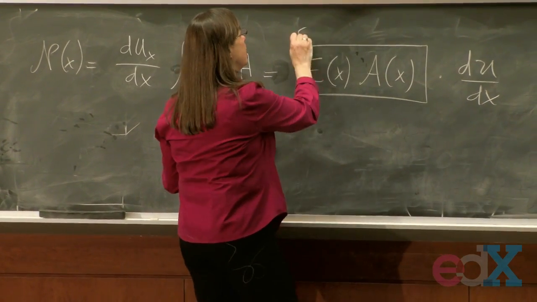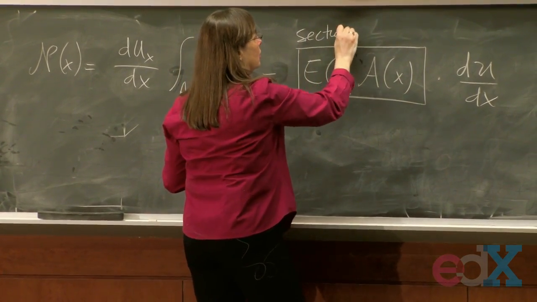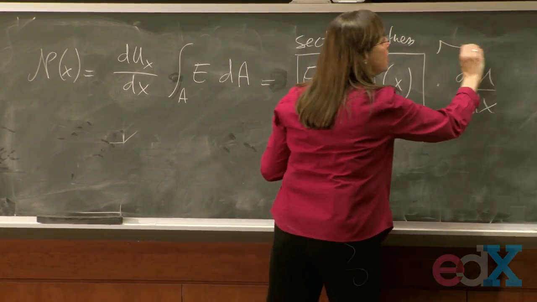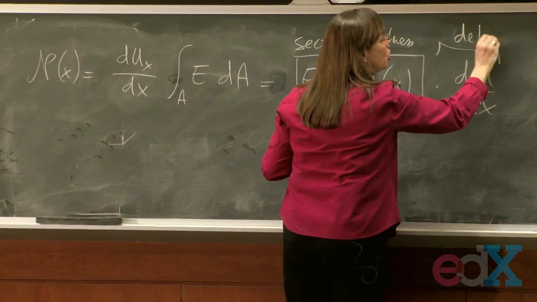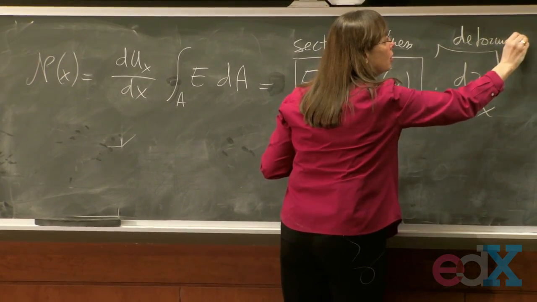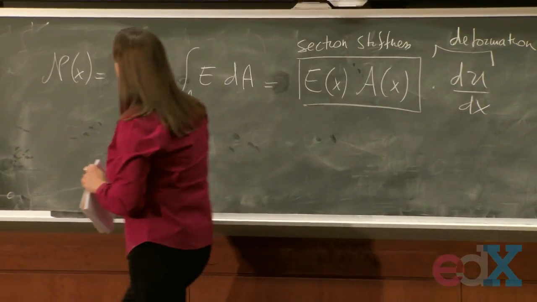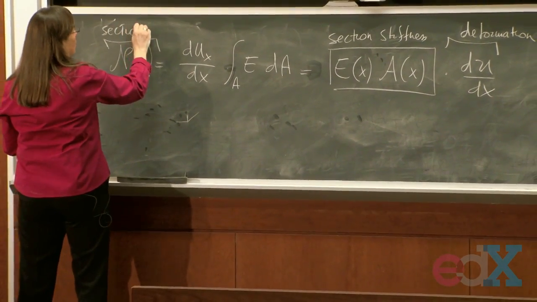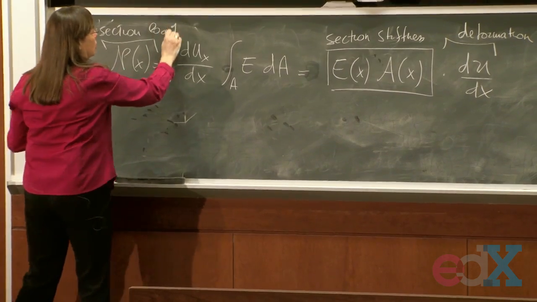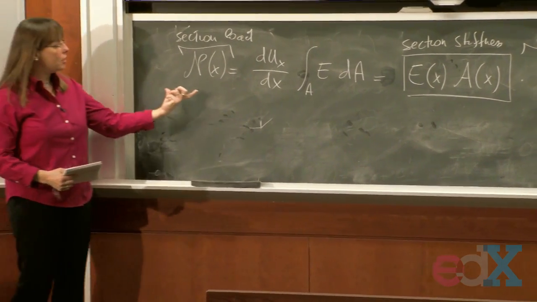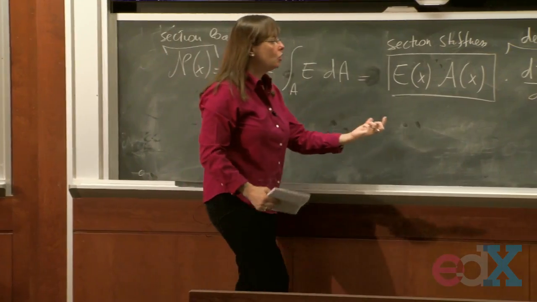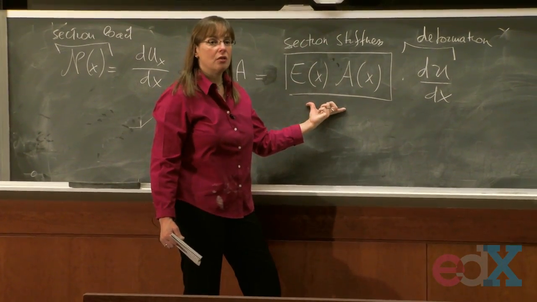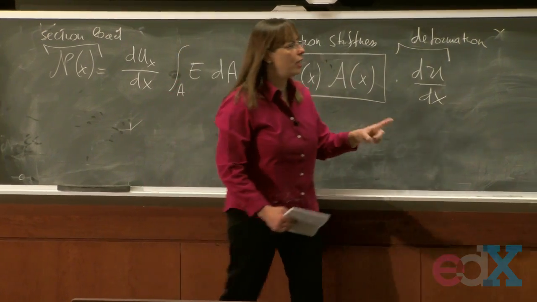This guy here is the section stiffness. This one here is the measure of section deformation. And this thing is the load on the section. So now this relationship connects the force on the section to the deformation of the section through the stiffness of the section. You see? Brilliant.